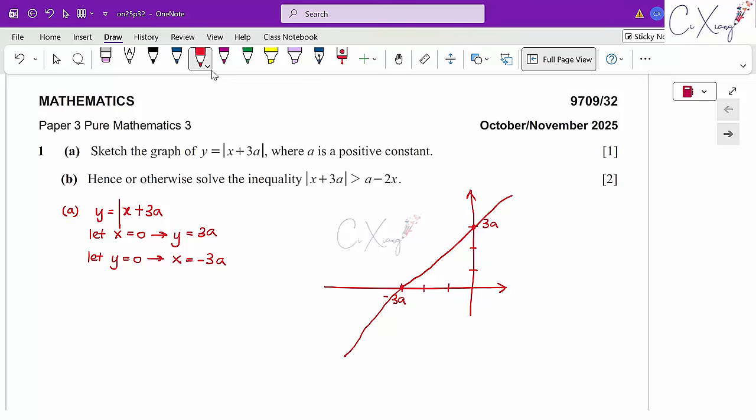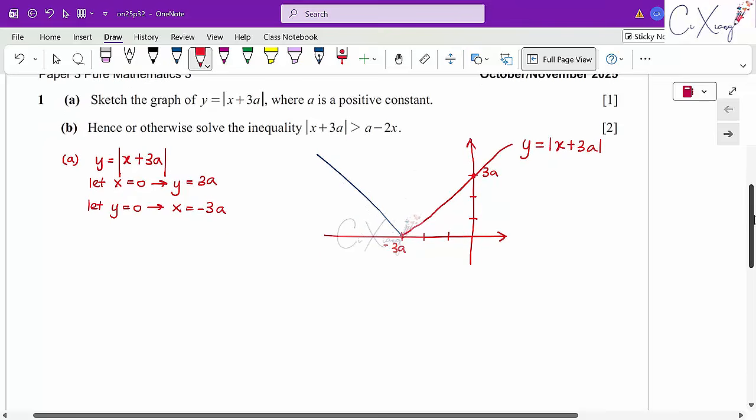But when we want to put a modulus, that means this part of the graph, which is the negative part, you have to reflect it up to become positive. So if you reflect it up, it will become something like this. Of course, if you want, you can measure the ratio to reflect the graph properly. So this V-shaped graph here is actually your y equals modulus of x plus 3a. So this is one method where I draw the original graph first and then reflect the negative part to become positive.